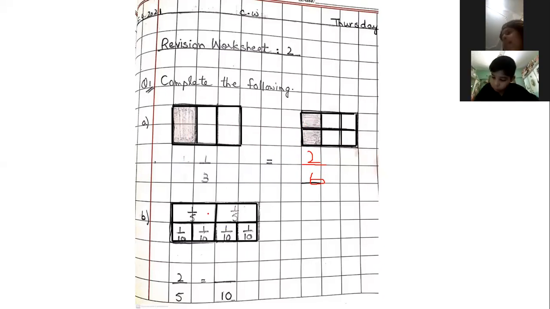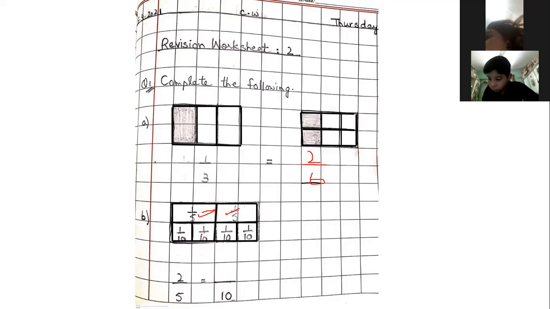Now come to part B. Here it is 1 upon 5, and here it is 1 upon 5, so it becomes 2 upon 5. So 2 upon 5 is equal to how many tenths? Tell me how many tenths here? Tell me, beta. 2 upon 5 is equal to how many tenths?